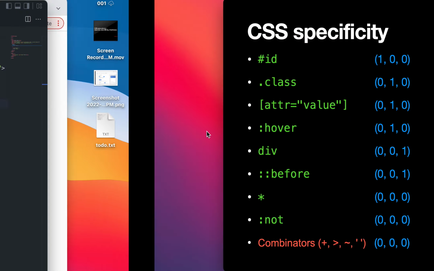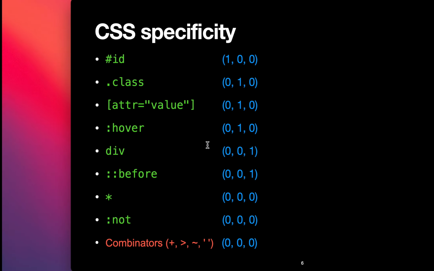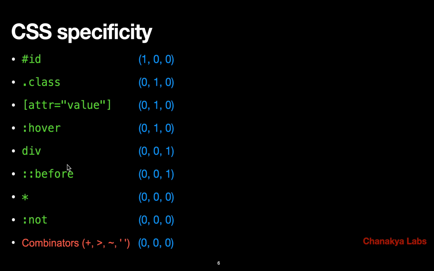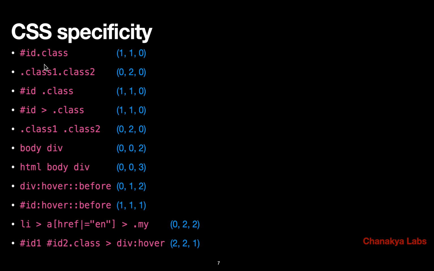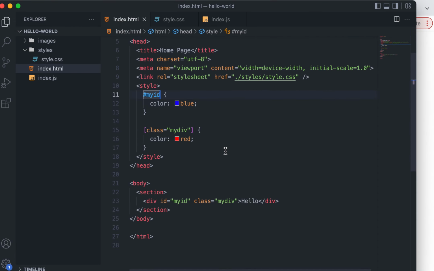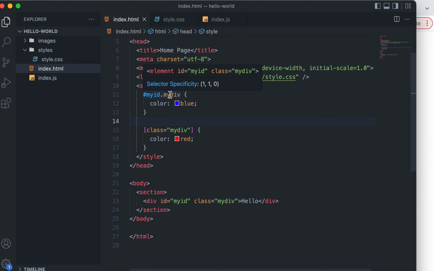Okay, so we have discussed normal things. Let's see a few more complicated examples. So let's say you have something like .id.myDiv or something like that, then you see that again the same thing will happen. It is 110. So why? Because the id selector has 1,0,0, and this .myDiv has 0,1,0, and that's why combined it is 1,1,0.